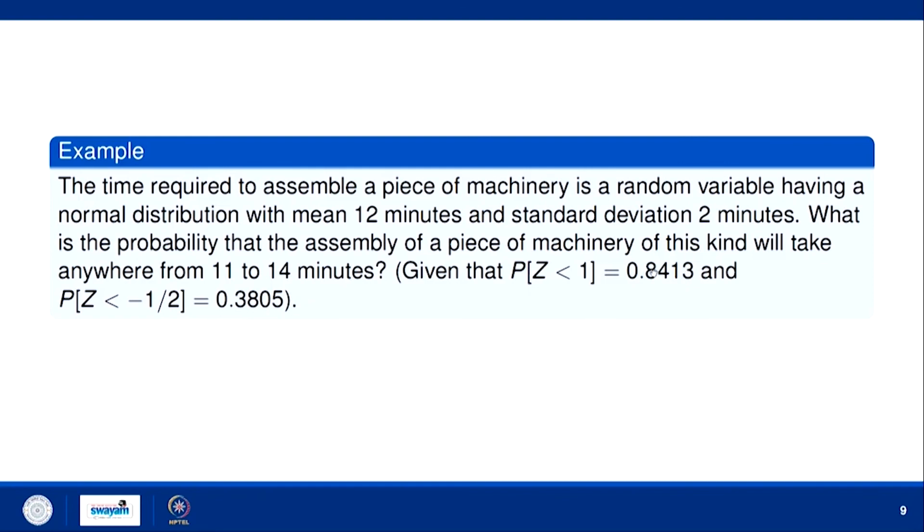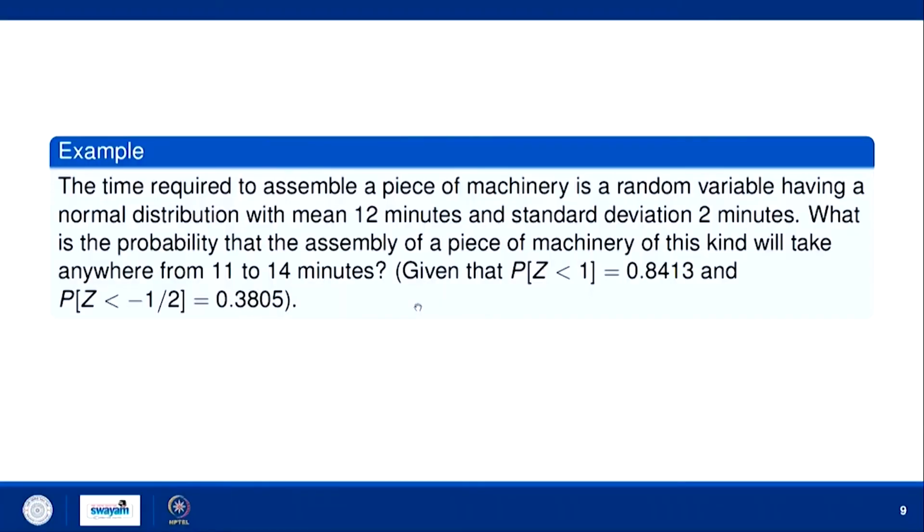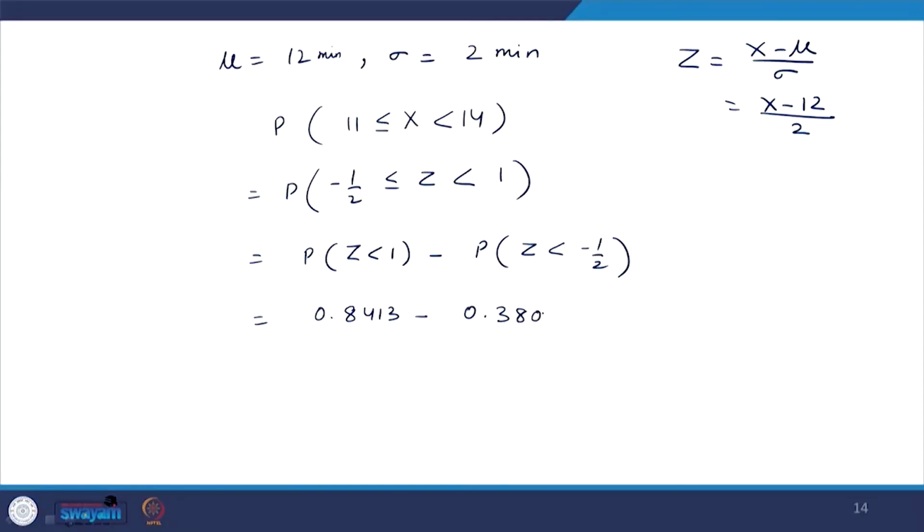So you can find the difference. It is 0.8413 minus 0.3805. So this difference is 0.4608. This is the final answer. This is simply for illustration: if a problem of this type is given to you, how you can convert x into a standard normal variate, and then how you can find the respective probability based on that.